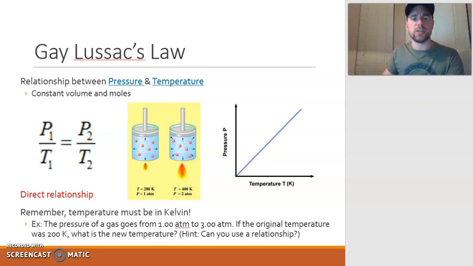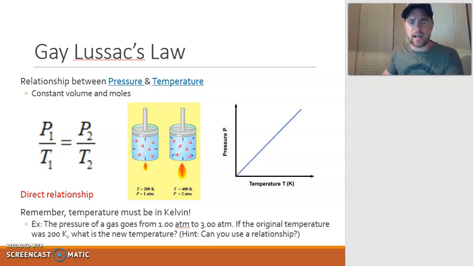If you look at the equation, it looks very similar to Charles' law. Okay, so we see that pressure is on the top instead of volume. Temperature on the bottom still needs to be in Kelvin, but notice since it's set up like this, it's still a direct relationship. If pressure increases, so does temperature. And so let's take a look at an example problem.